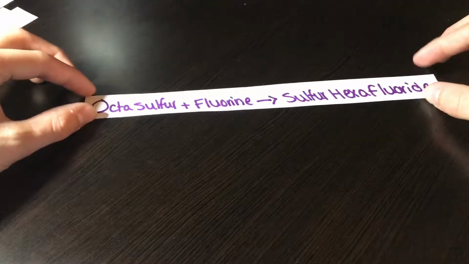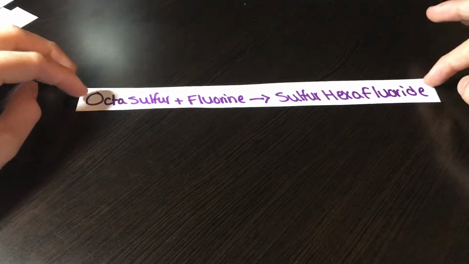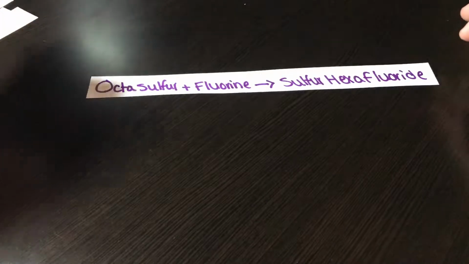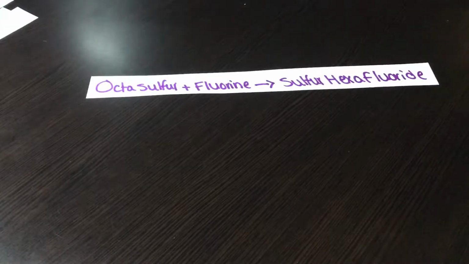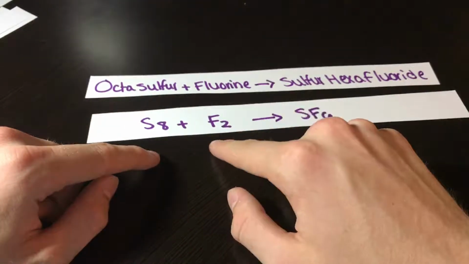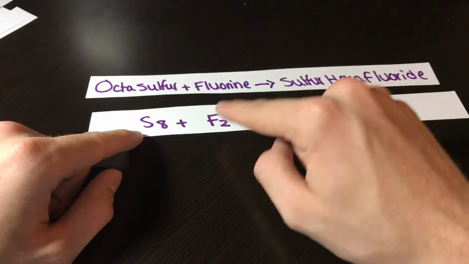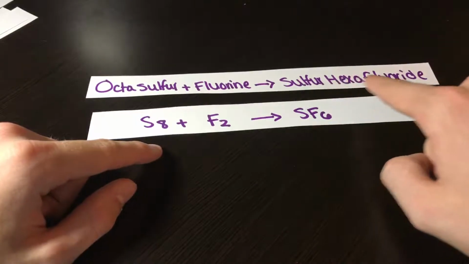Next we'll move on to this one. So our English for this one is octasulfur plus fluorine results in sulfur hexafluoride. So we can already tell that this is going to be a synthesis reaction because it's 2 things going down to 1. So to write out the initial equation, we'll have S8, which is octasulfur, and F2, which is fluorine, and it's diatomic. So that results with us having SF6, which is sulfur hexafluoride.